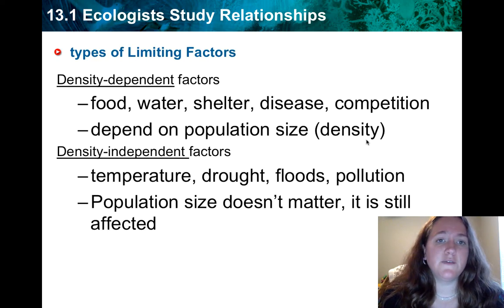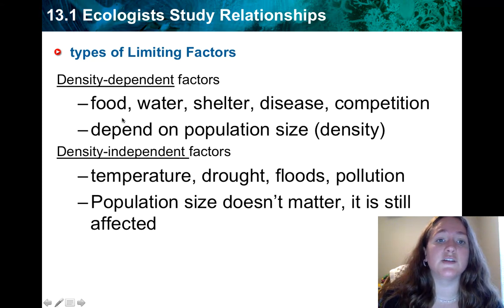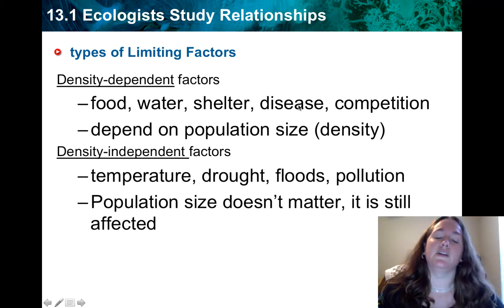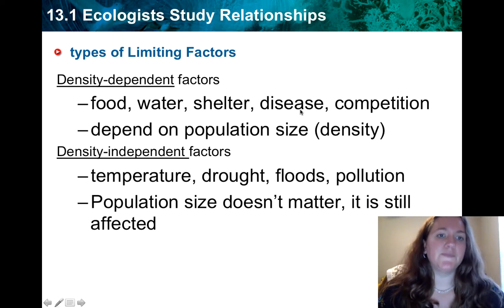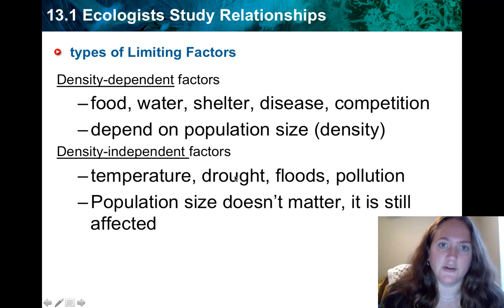So some types of limiting factors, what can limit your population and make it hit carrying capacity. There are some density dependent factors, things that depend on your population size, like food, water, and shelter, disease, that sort of thing. If there's not very many individuals, disease can't spread very far. Density independent factors are temperature, drought, floods, pollution. These are things where the population size does not matter. It's still going to be affected the same way. So if you have 100 organisms versus one organism, a drought is going to have the same impact on those organisms.